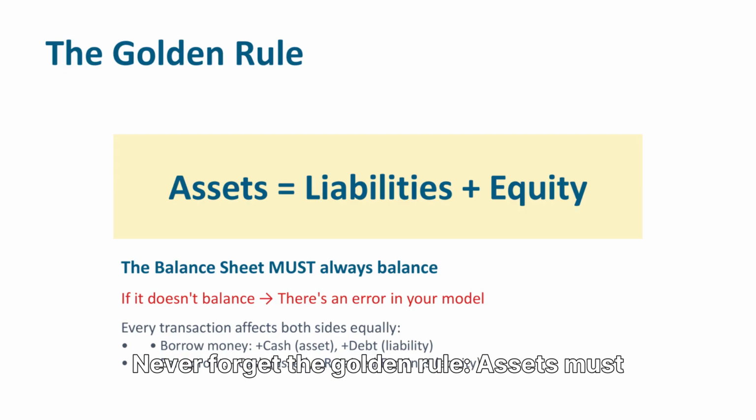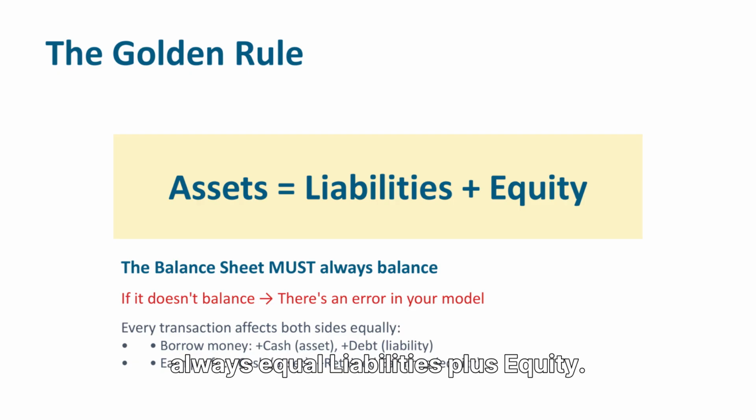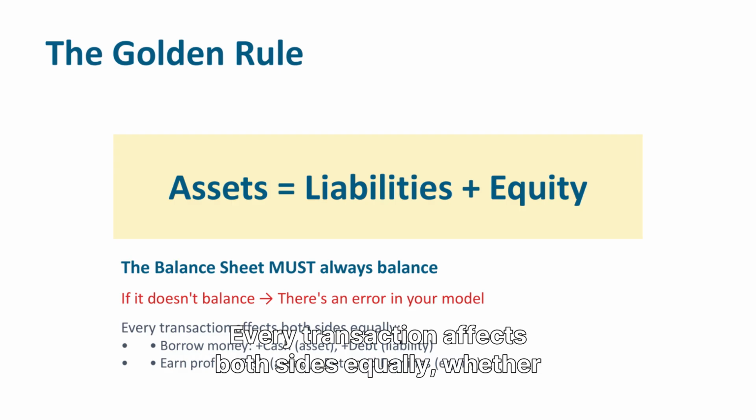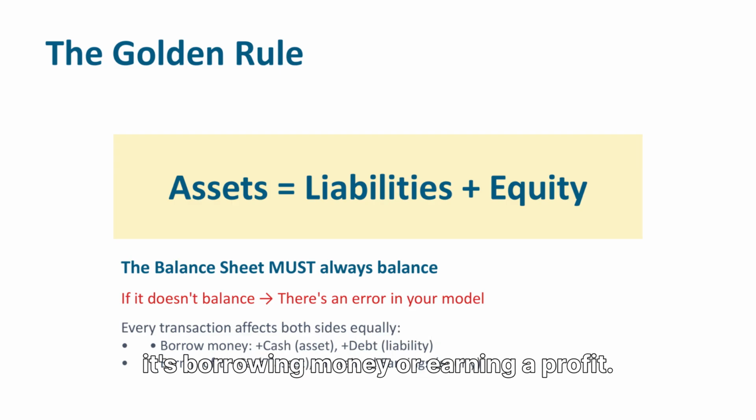Never forget the golden rule. Assets must always equal liabilities plus equity. If it doesn't balance, there is an error. Every transaction affects both sides equally, whether it's borrowing money or earning a profit.